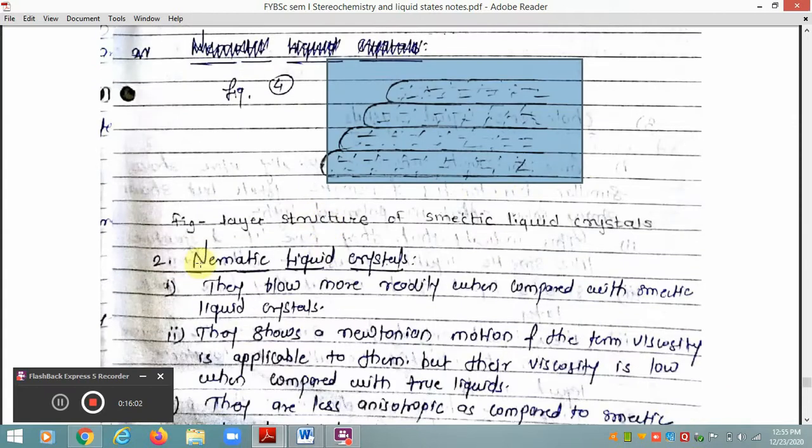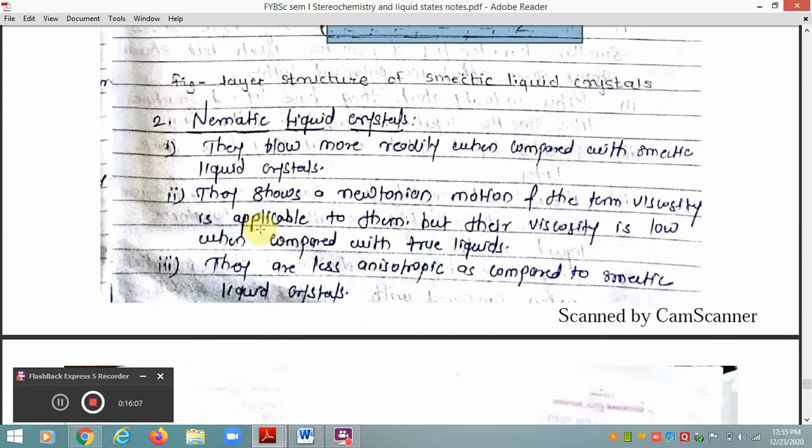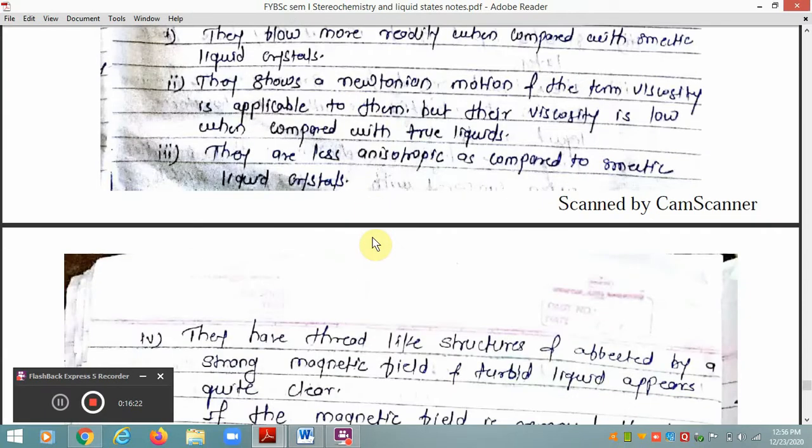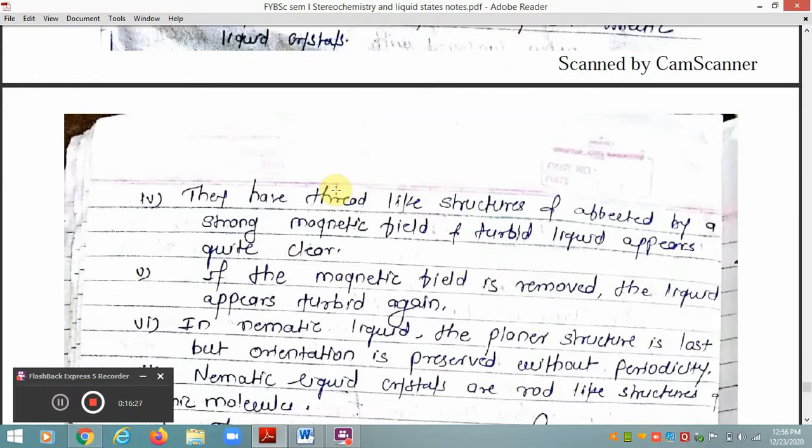The second type of liquid crystal is called the nematic liquid crystal. They flow more readily when compared with the smectic liquid crystals, and this shows a Newtonian motion, and the term viscosity is applicable to them, but their viscosity is low when compared with true liquids. These nematic liquid crystals are less anisotropic as compared to smectic liquid crystals. They have a thread-like structure and are affected by a strong magnetic field, and the turbid liquid appears quite clear.